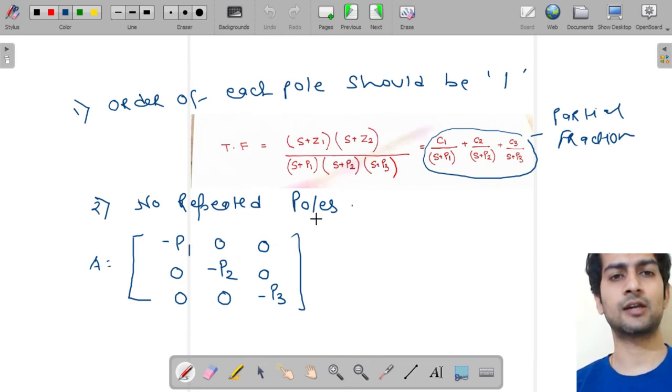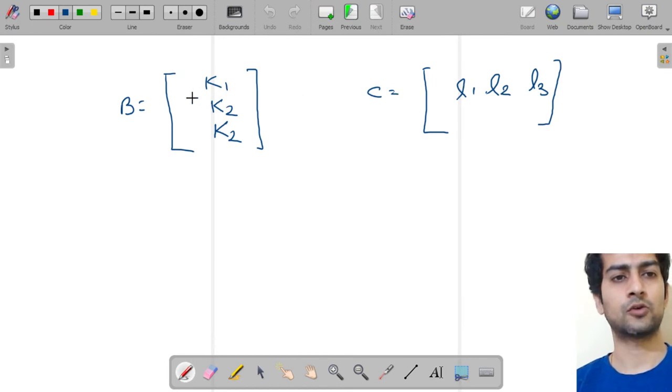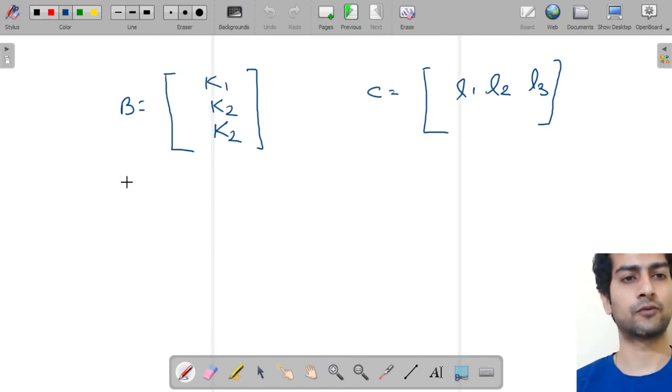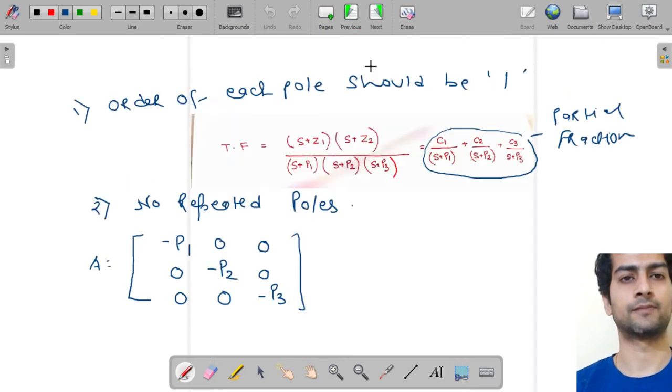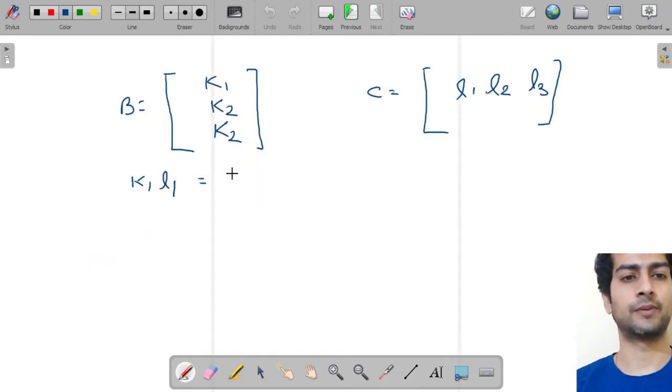Matrices B and C are not important, but from B and C, I am going to give you a concept. So, assume B is this, C is this. Now, what we will get is K1 L1 is equal to this. After doing partial fraction, we get this result. So its value is C1. K1 L1 will be equal to C1.